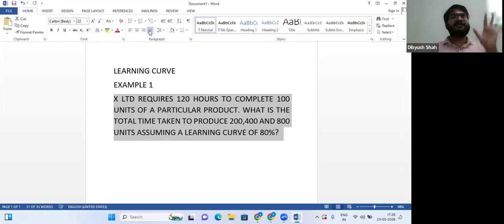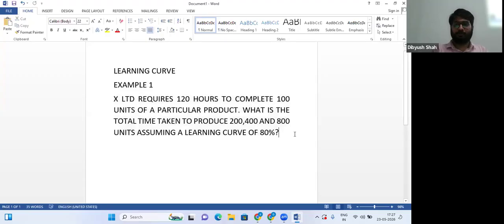Cumulative learning curve is the easiest of them all. It says only when production doubles, I will come into the picture. When 100 becomes 200, 200 becomes 400, I will put my effect only when the production doubles. I will not put my effect here or there. That's why it's called cumulative. Now, see this. This is very easy to do. One table, I will solve everything.